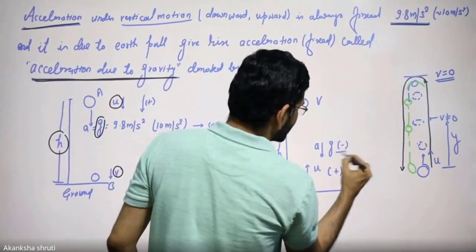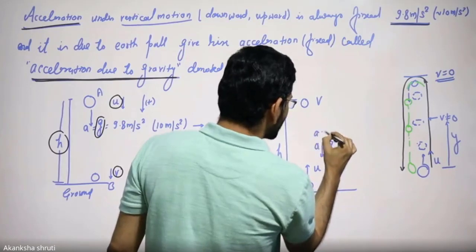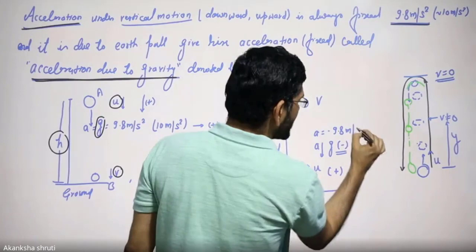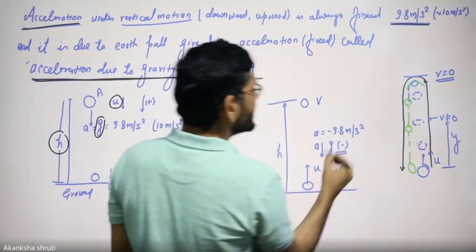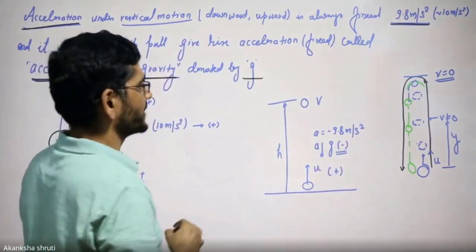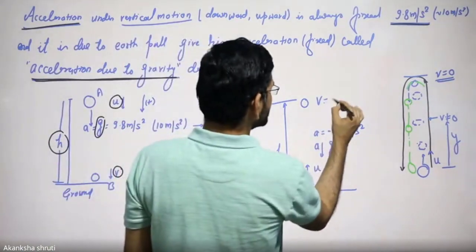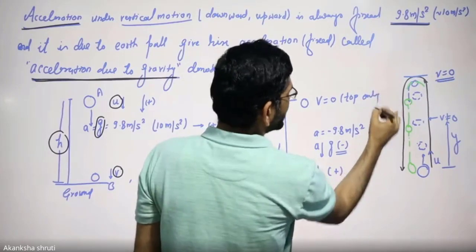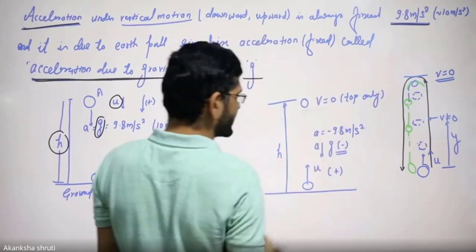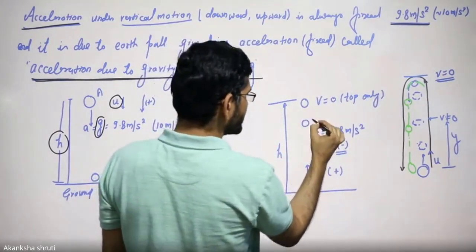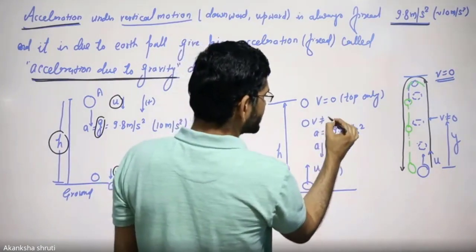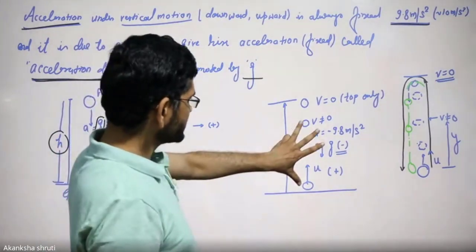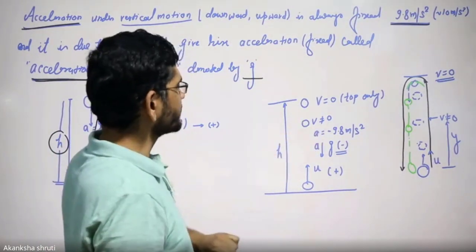Mark it very carefully. In this case, the acceleration that we should take is minus 9.8 meter per second square, or minus 10 meter per second square. So this v becomes zero at the top only. If the body is just going to return at this point, then v is zero. But if v is asked somewhere here, where the body is here, then at this point v is not zero. Okay, students? So if we consider this much journey, we have to consider this much height only.